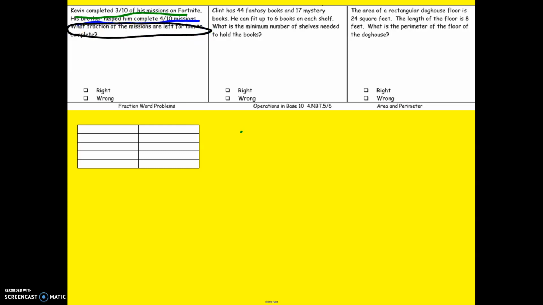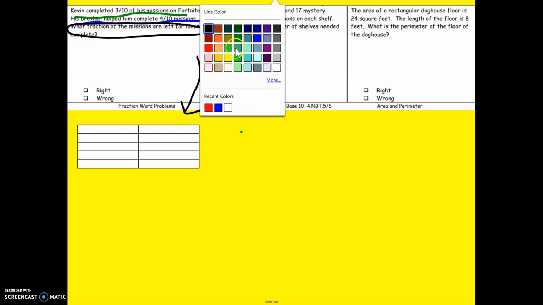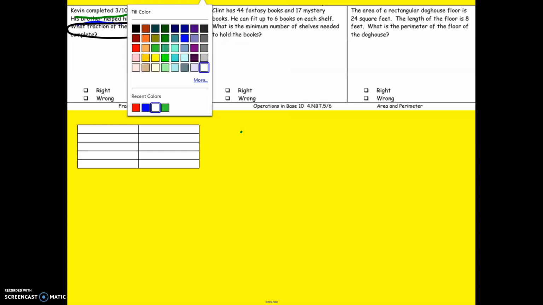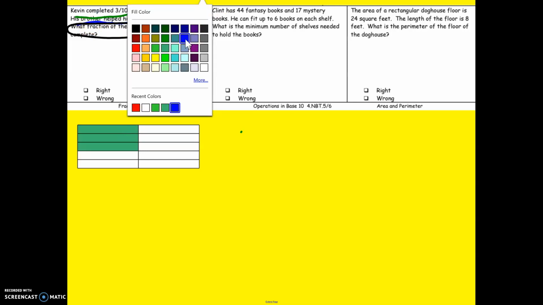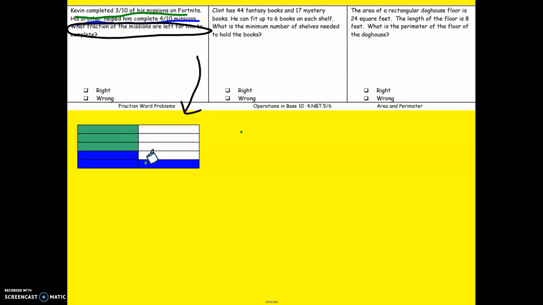Since the denominator of these fractions was 10, I went ahead and made a model showing one whole split into 10 equal pieces. So now I'm going to fill in 3/10 of the model green to show how much Kevin put in. So 1, 2, 3. Now I'm going to shade in 4/10 blue to show how much his brother put in. And I can see from the model that there are 3/10 left. 1, 2, 3. So my answer here is that he still needs to complete 3/10 of the missions.